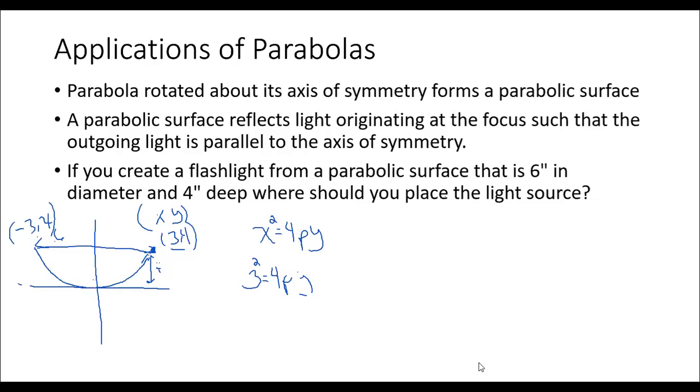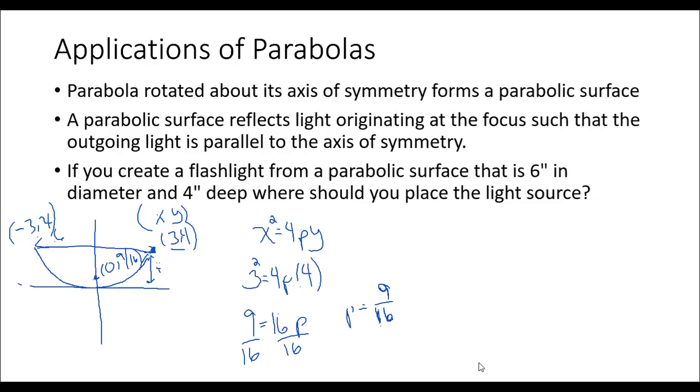Oh, sorry, not y, right? We were going to plug in 4 for y. So 4p times 4. So 3 squared is 9. 4 times 4 is 16p. Divide both sides by 16. We get p is equal to 9/16. Okay. So we want to put our light source here at 9/16. So this is going to be 0, 9/16.